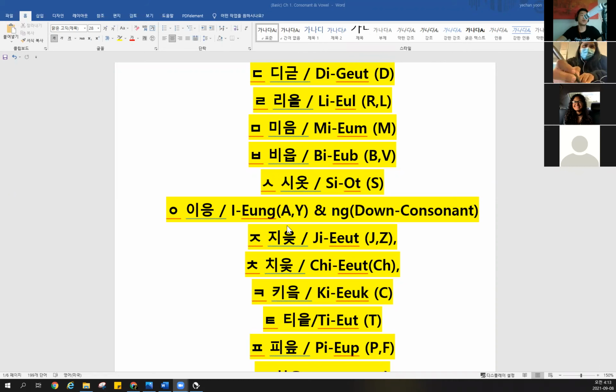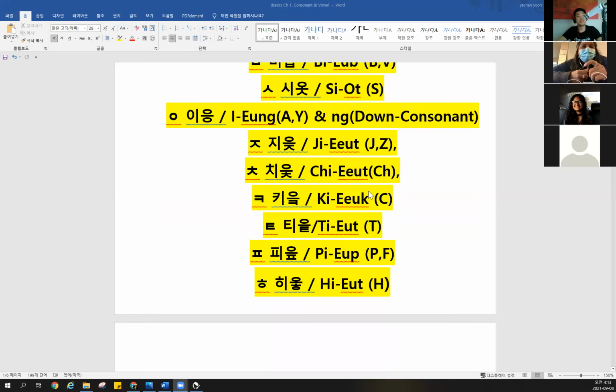Okay. Next one, 지읒. Sounds like j, j, j. And you can also write it down with a J and Z, but we don't have a Z sound. We only have a sound like j, j, j. Okay, next one, 치읓. Sounds like ch, ch, ch. And you can write it down with the CH.